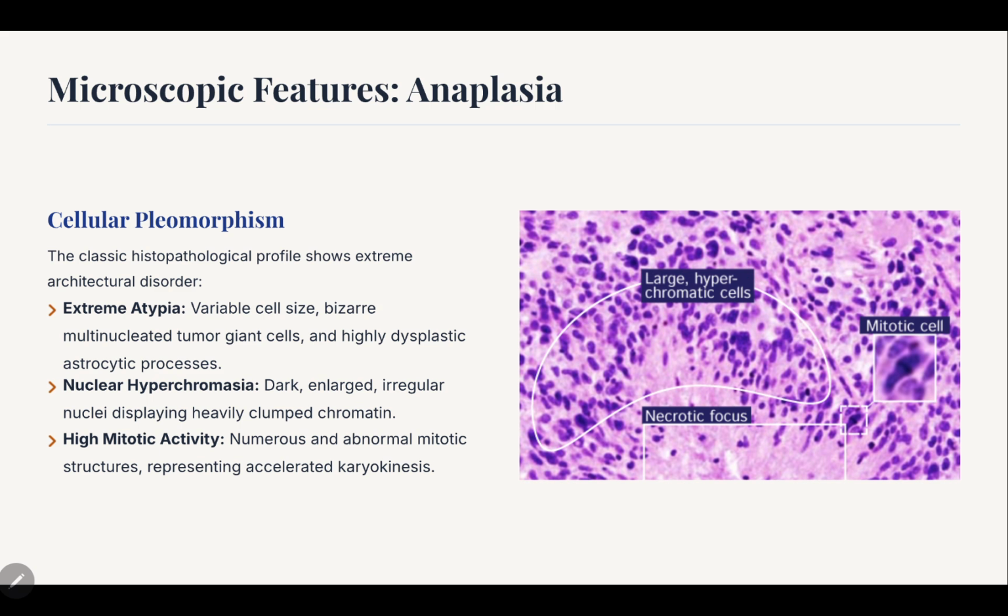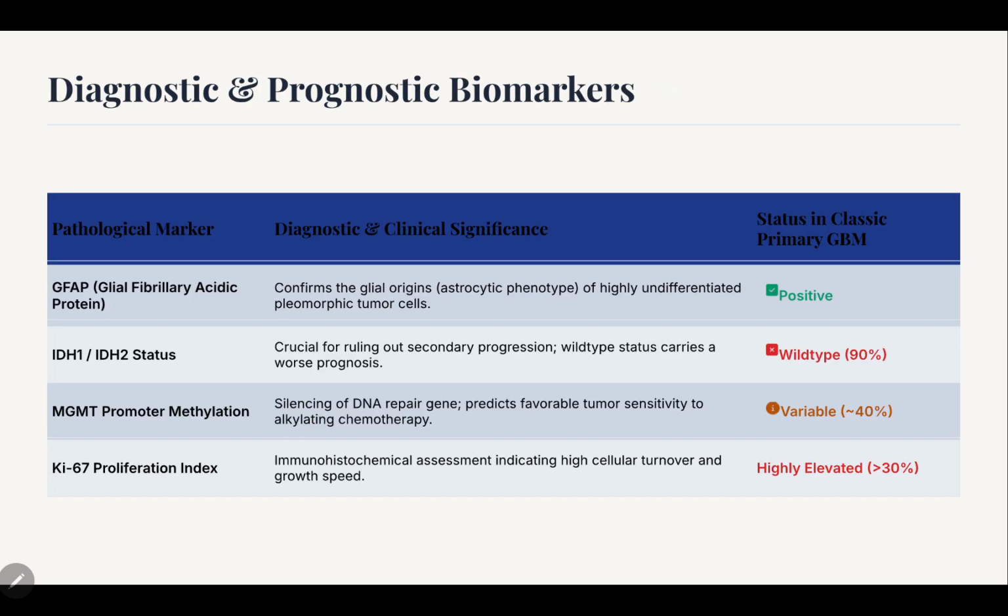These are the main microscopic and gross features of glioblastoma.